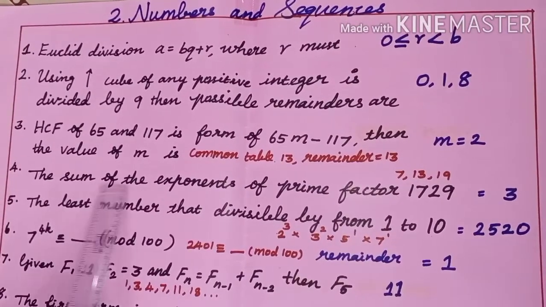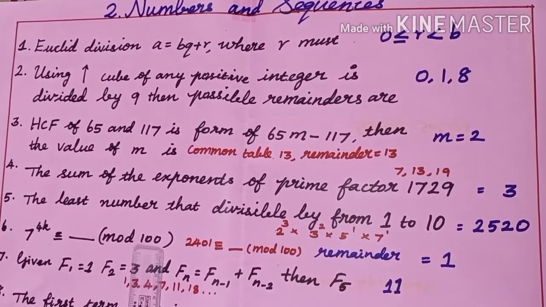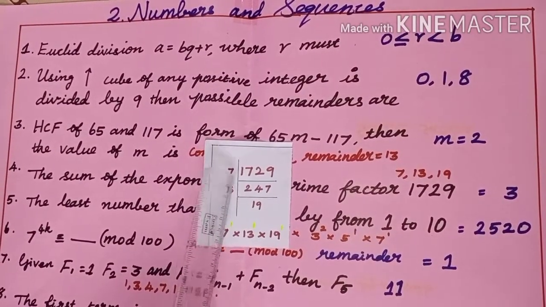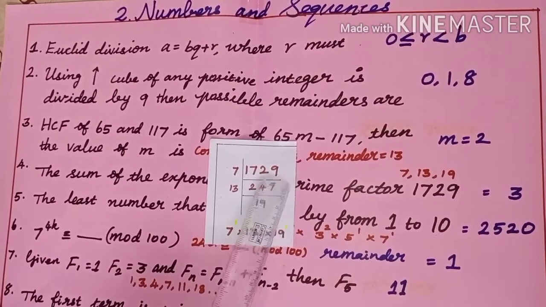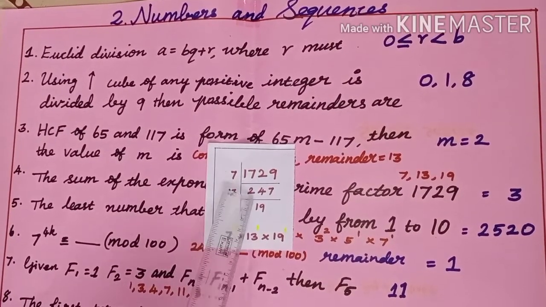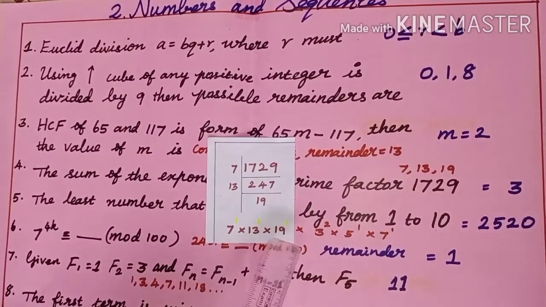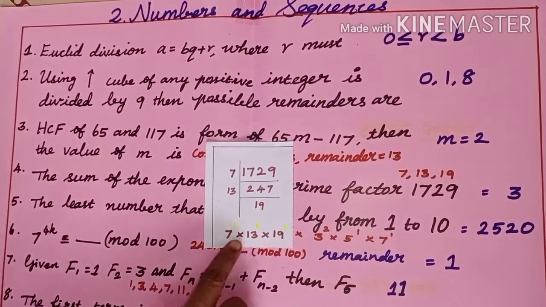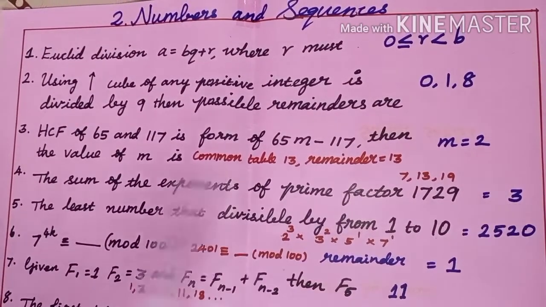Fourth one, sum of the exponents of the prime factors of 1729. I do the prime factorization of 1729. Try the 3 table: the digit total is 19, and 19 is not in the 3 table. So I try the 7 table, 7 into 13 into 19. These are the prime factors. The sum of the powers is 1 plus 1 plus 1, which is 3. So the sum of the exponents of the prime factorization of this number is 3.